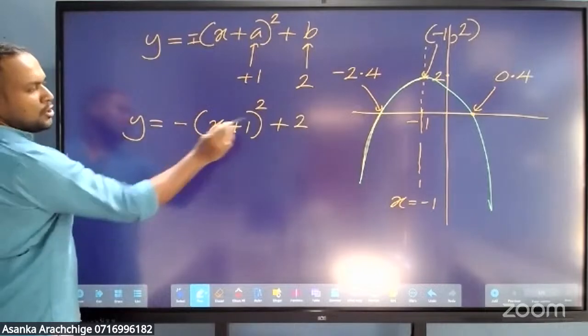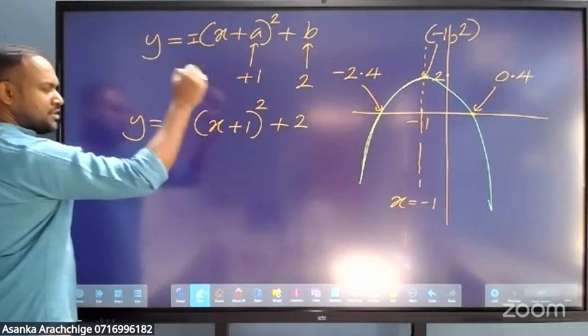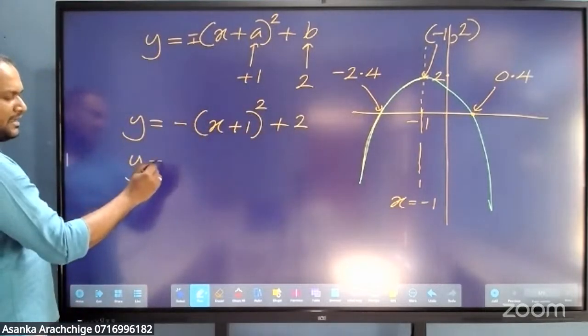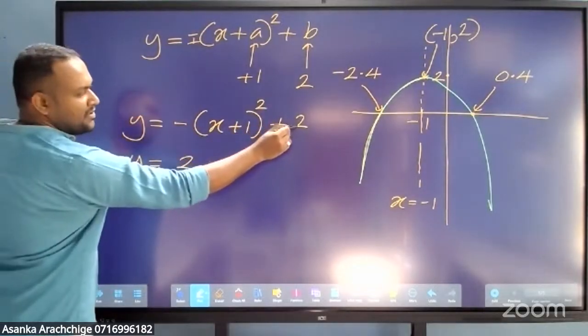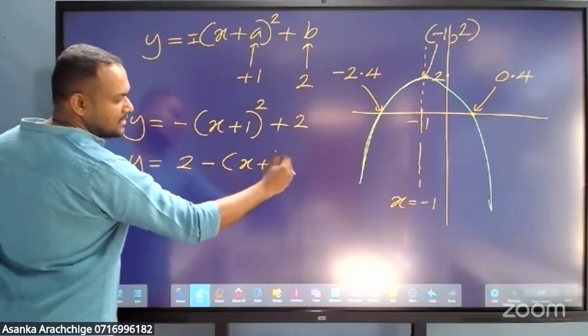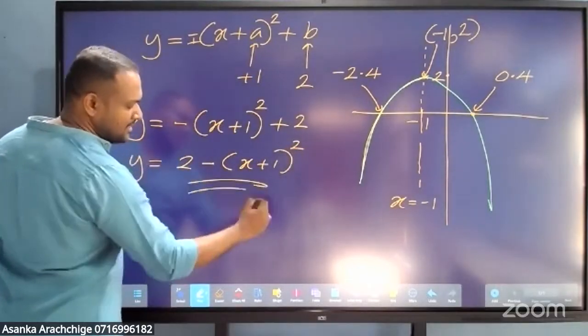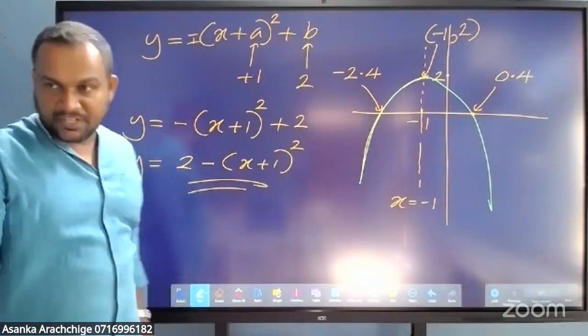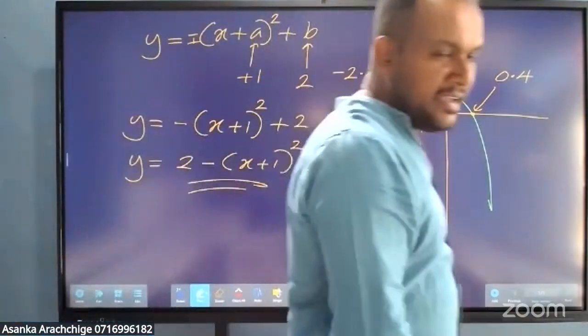Then you can take this positive 2 first and write like this. Positive 2, we write first, then minus x plus 1 squared. So this is the asking expression. Right? Expression.